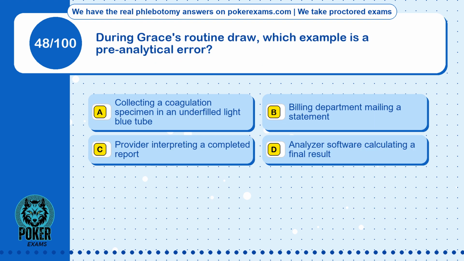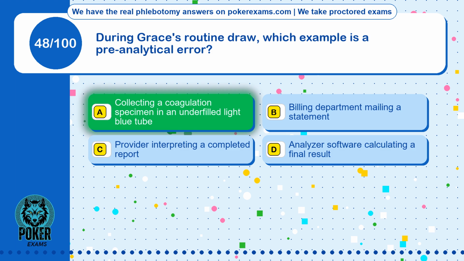Question 48. During Grace's routine draw, which example is a pre-analytical error? Option A, collecting a coagulation specimen in an underfilled light blue tube. Option B, billing department mailing a statement. Option C, provider interpreting a completed report. Option D, analyzer software calculating a final result.